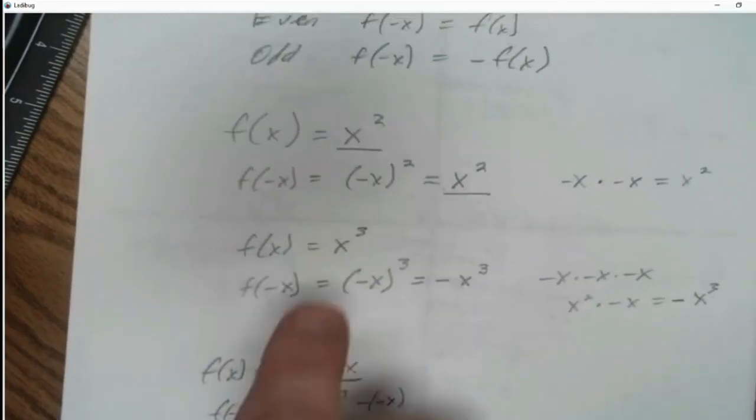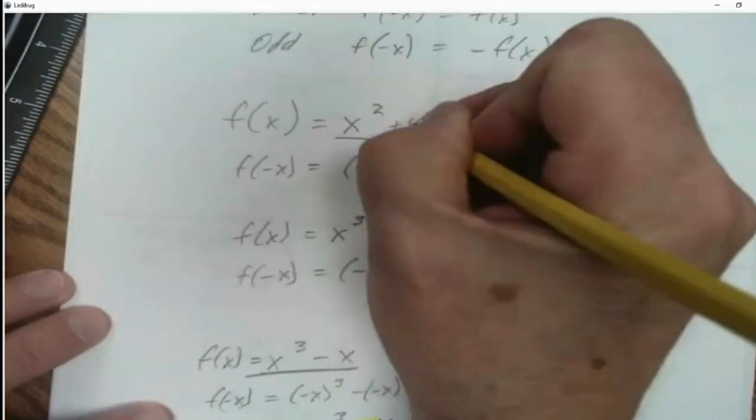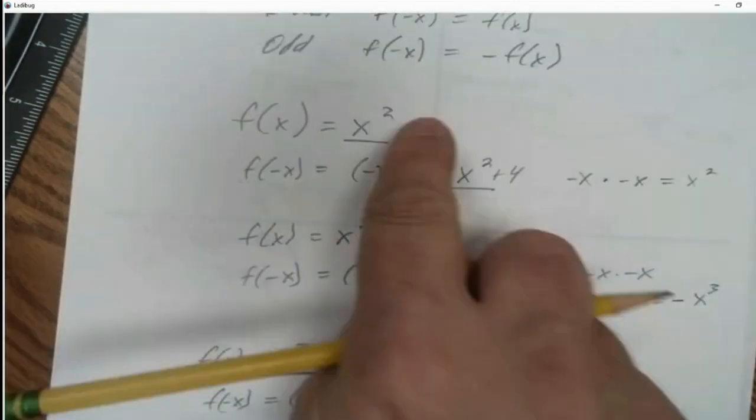For an even function, everything would be the same. If this was plus 4, we'd still have a plus 4 left over here. It'd be exactly the same sign.